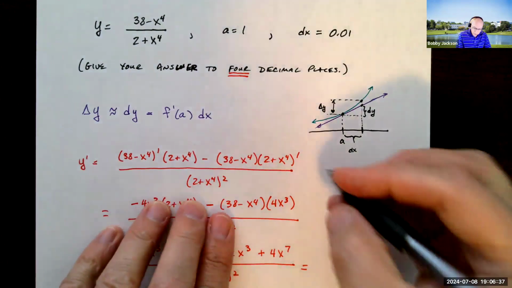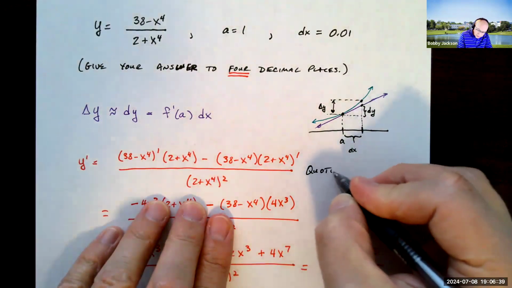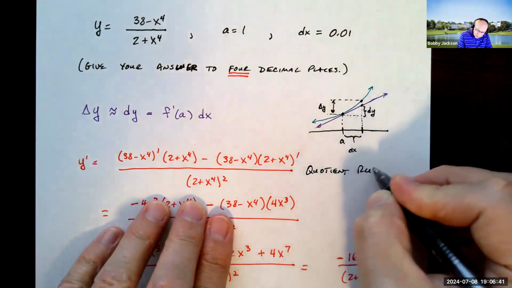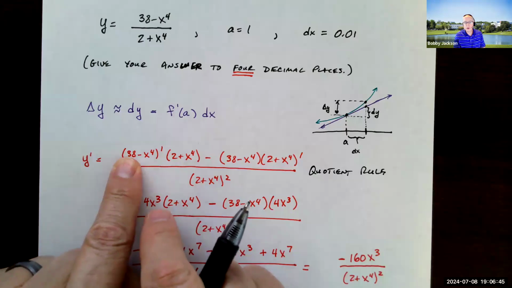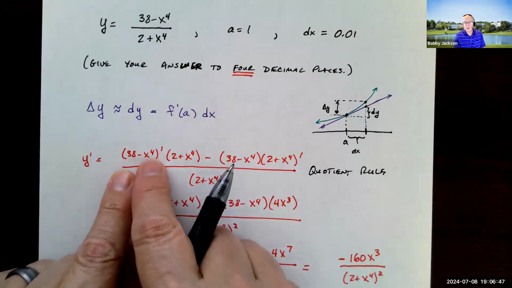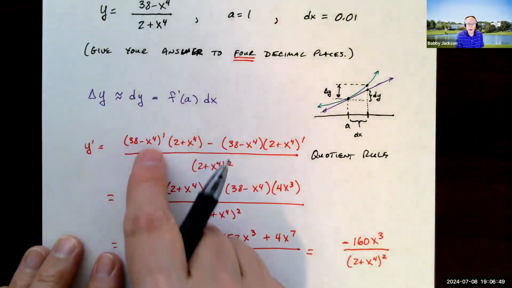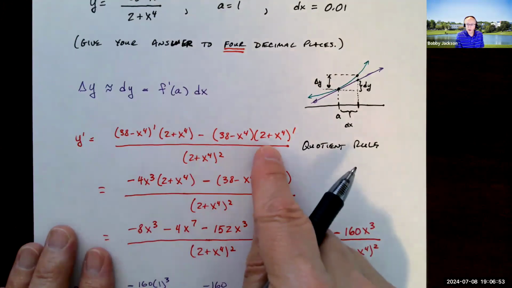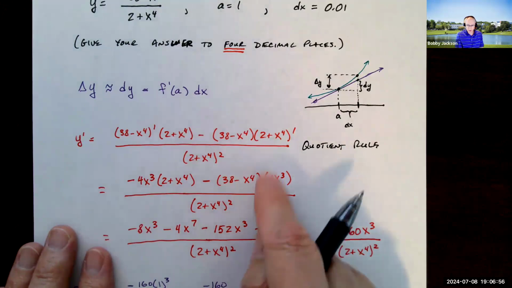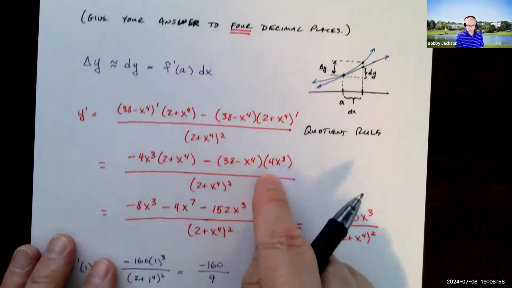There's our quotient rule. And so now we want to, of course, find the derivative of 38 minus x to the fourth. Derivative of 38 is 0. Derivative of x to the fourth is 4x cubed. So be careful. It's 0 minus 4x cubed, or negative 4x cubed. Derivative here is just positive 4x cubed, right? Derivative of 2 is 0.